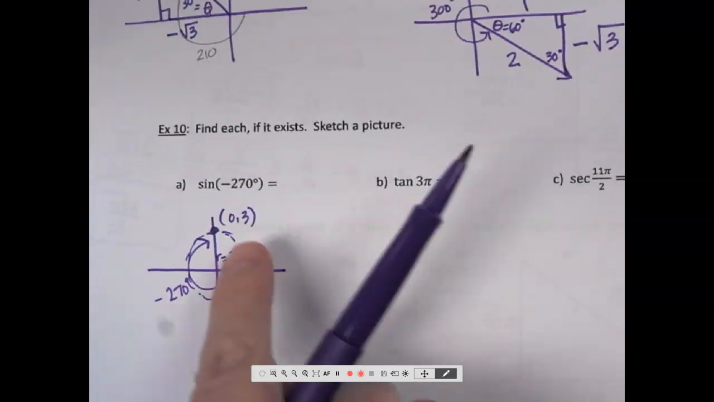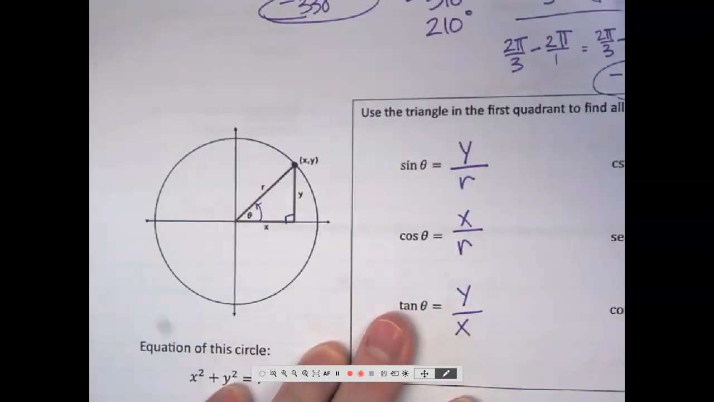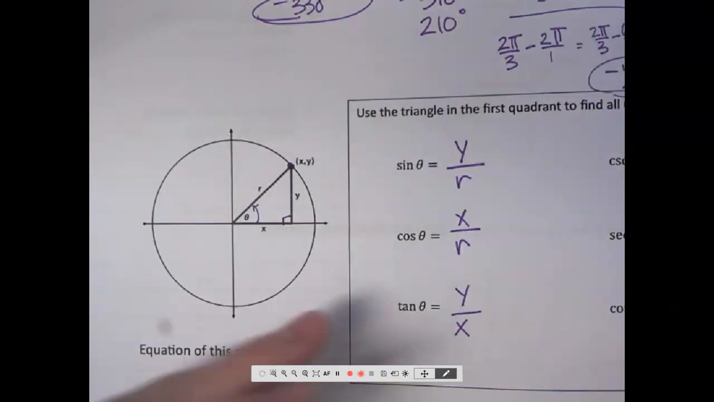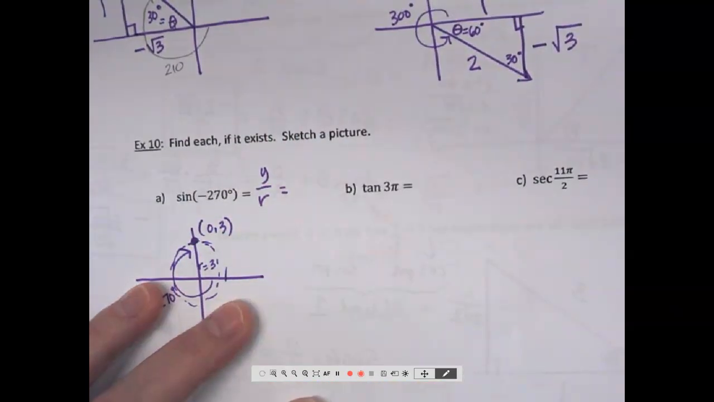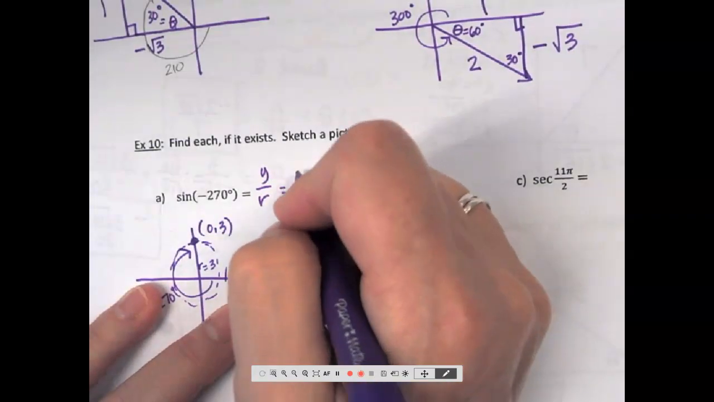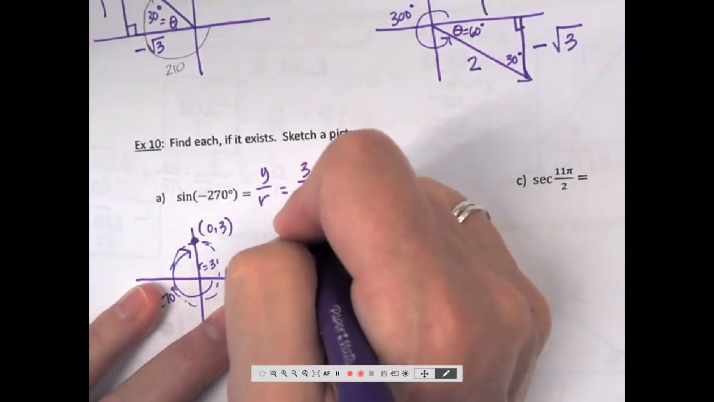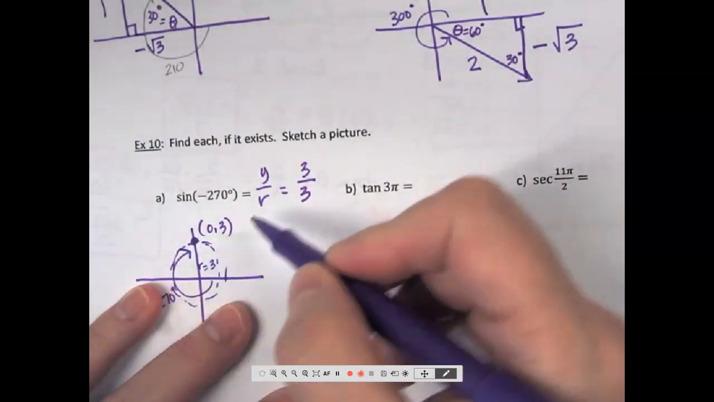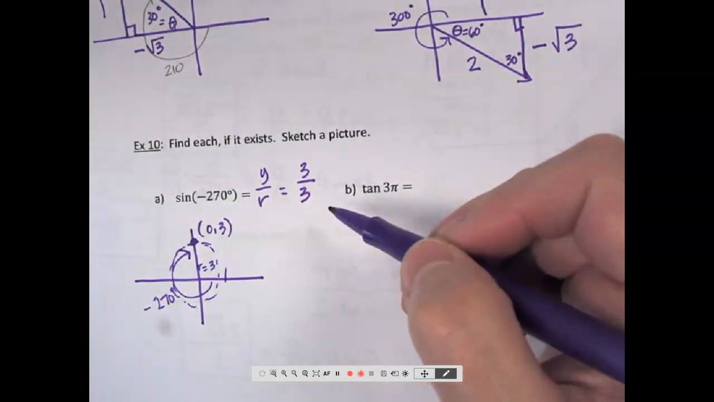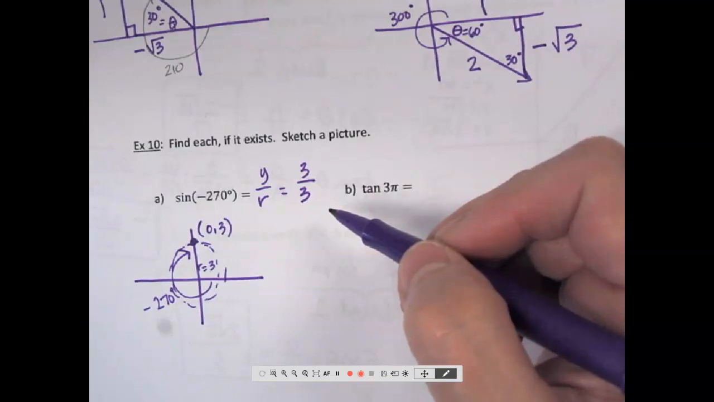So if I want to find sine, sine is y over r. Y over r. What's my y coordinate? 3. What's my r? 3. Okay, so if Charles had 5, he would have 5 over 5, and guess what? We all get the same answer of 1.